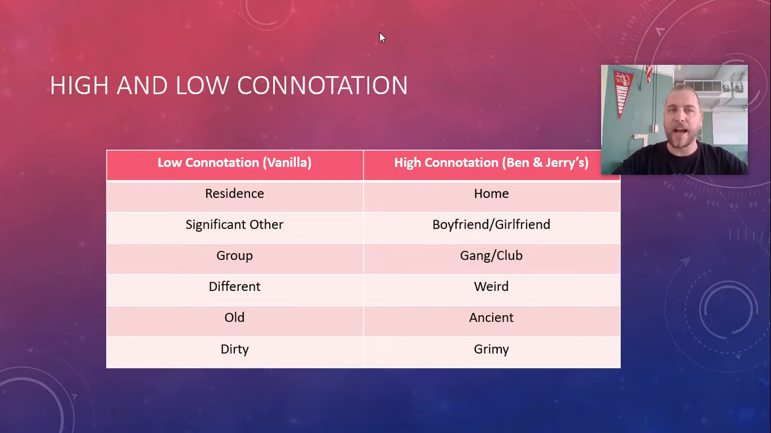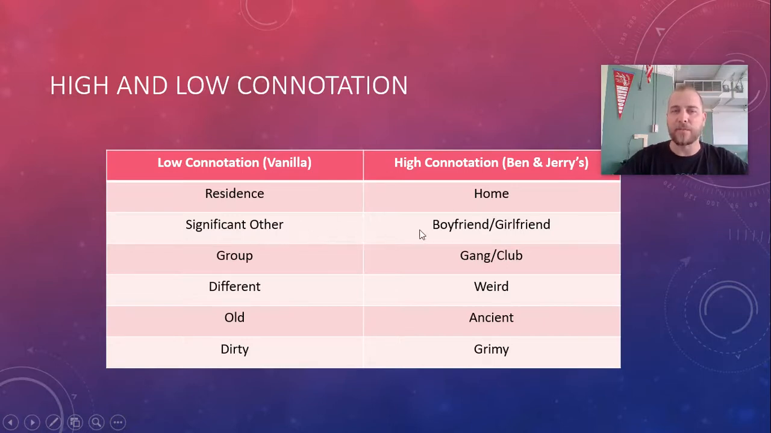And so let's look at some high and low connotation words. And so some low connotation words or vanilla ice cream words might be residence, significant other, group, different, old, or dirty, right? These are basic words. They don't have a lot of emotional meaning packed in with them. But if we were to turn residence into home, that's a more high connotation word. There's a lot of emotional reactions and a lot of emotional meaning tied into the word home. Makes it kind of that Ben and Jerry's style word. There's a lot packed in there.